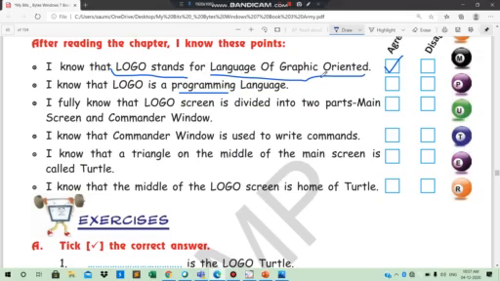ठीक है. तो दिस स्टेटमेंट इज करेक्ट. Now moving toward the next thing. I fully know that logo screen is divided into two parts. Main screen and then the commander window. Logo screen is divided into the two parts. Main screen and the commander window. So yes, this is correct.